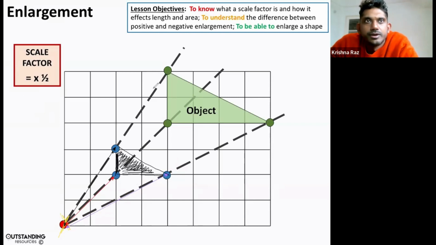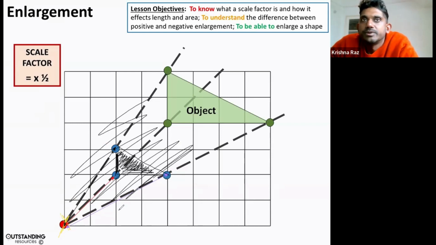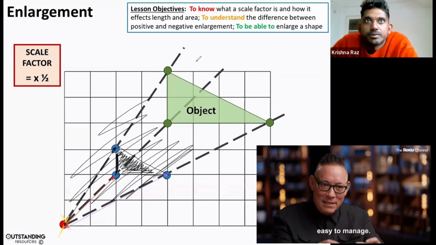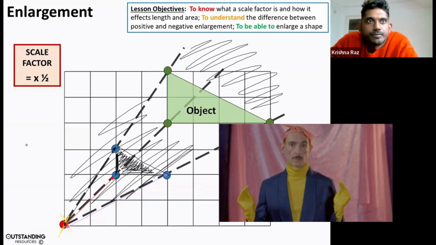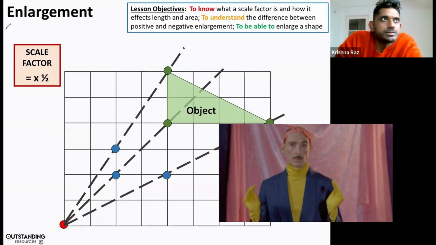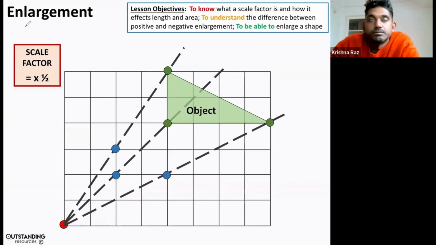Simple as that. So if we draw the shape in this region here, it's always going to be smaller than the original shape. And if we do it on this side, it will be bigger than the original shape. So let's go to the next example.